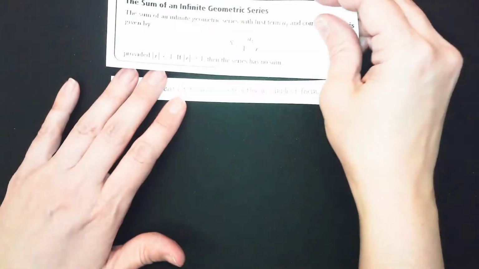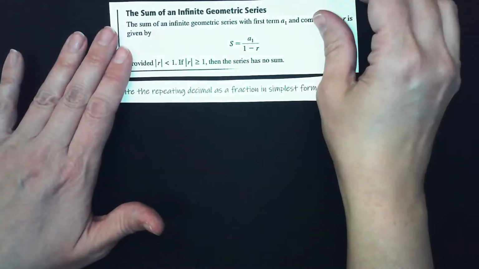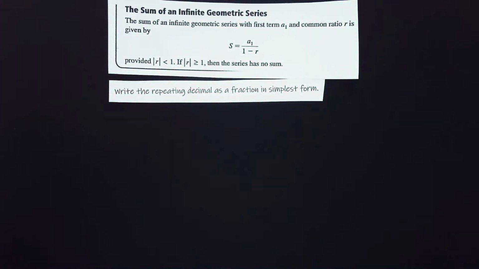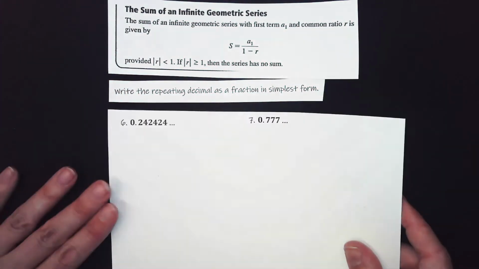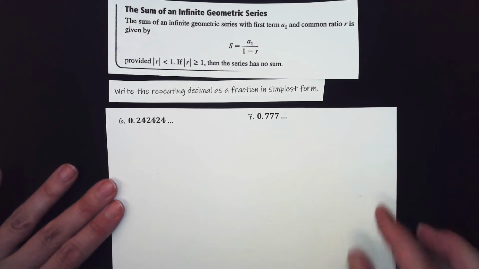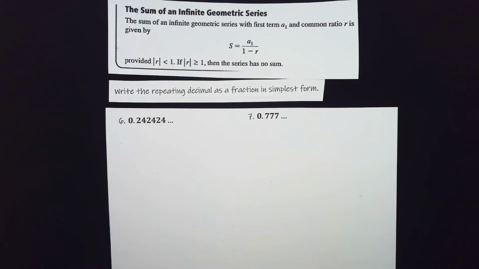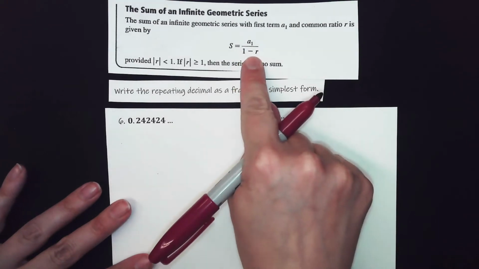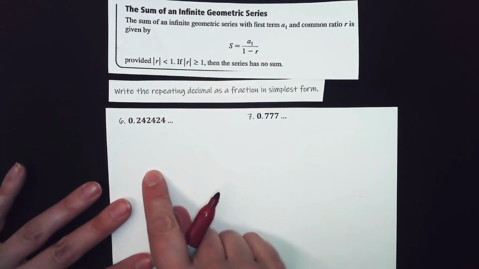Now, to do that, I'm going to use this from our previous video. Sorry, it's glaring. Okay? Because I'm going to need this equation. And I've got my repeating decimals here for number 6 and 7. Okay, so let's just do number 6 first. What we need to do is figure out what A1 is and R, because that's what we need for this.